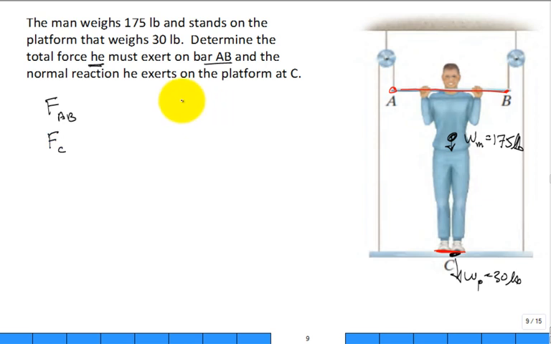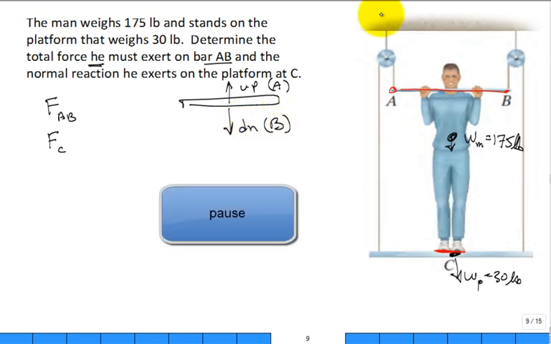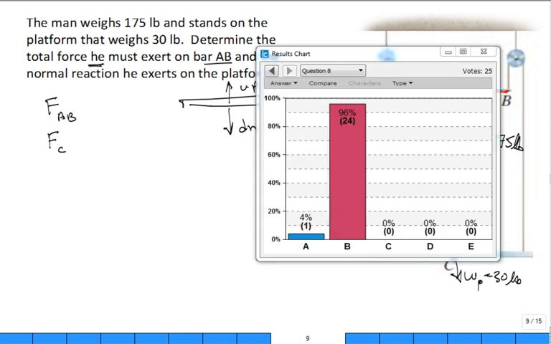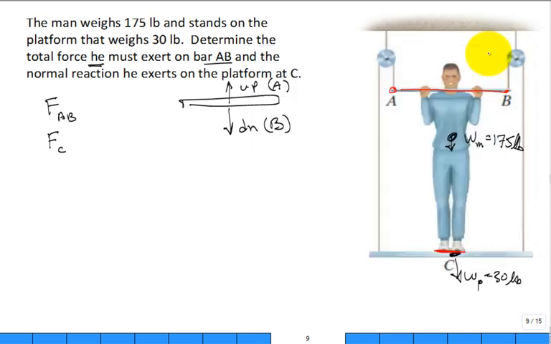From the perspective of the bar, does the man push the bar up? Answer A. Or does the man pull the bar down? Answer B. Okay. A lot of you are correct. The vast, vast majority are correct. Why? How can you determine that he's pulling the bar down?